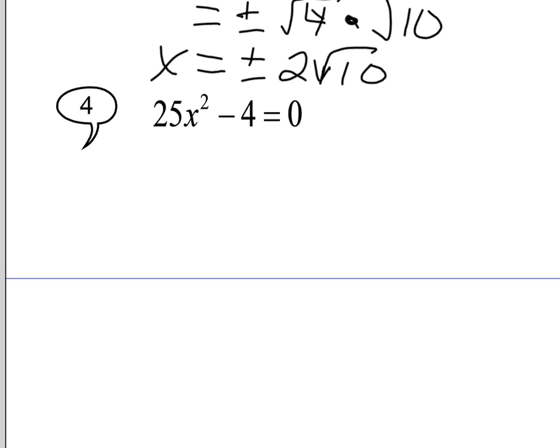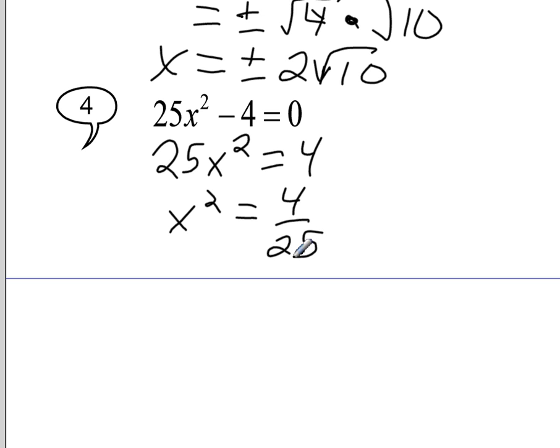Okay. Next problem. I'm going to isolate the square. I'm going to need a couple of steps this time. First, I want to add 4. Then divide by 25. All right, now I'm going to take the square root of both sides.